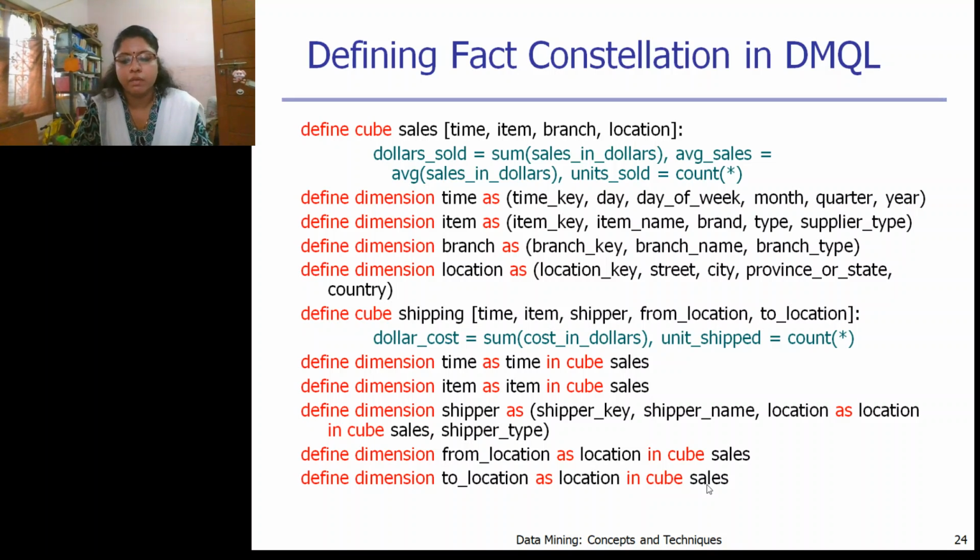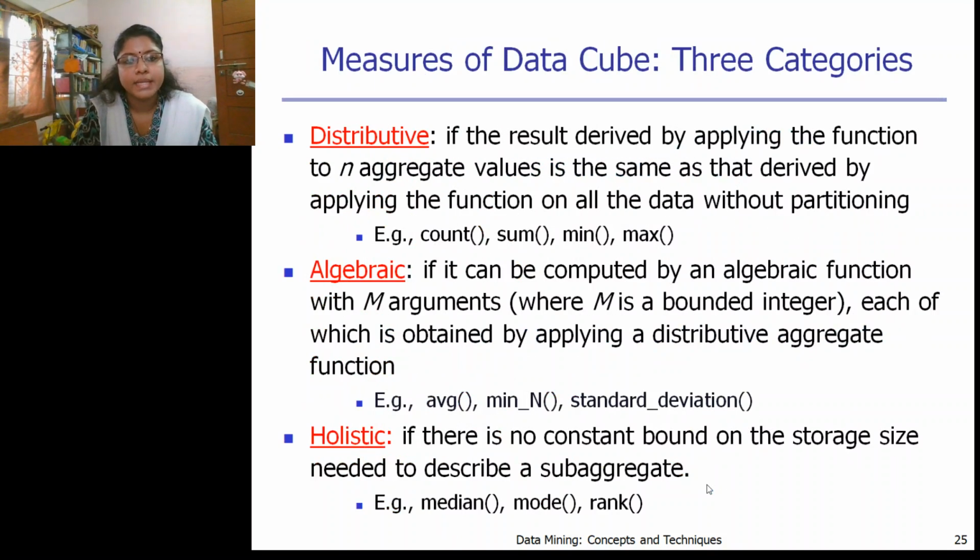Now we will move on to the next topic, that is the measures of data cube. Till now we were dealing with the schema and how that schema can be written in DMQL, the data mining query language. Now we will deal with the measures of data cube. The measure is a numeric value that can be expressed in terms of three categories. First one is distributive, second one is algebraic, and the third one is holistic.